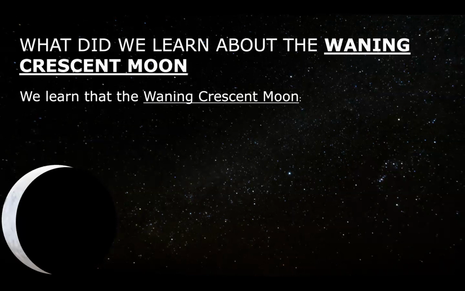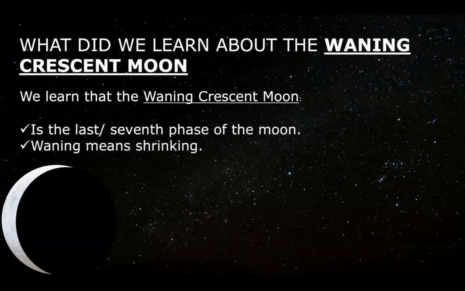Okay, so what did we learn about the waning crescent moon? We have learned that the waning crescent moon is the last phase of the moon. Waning means shrinking.